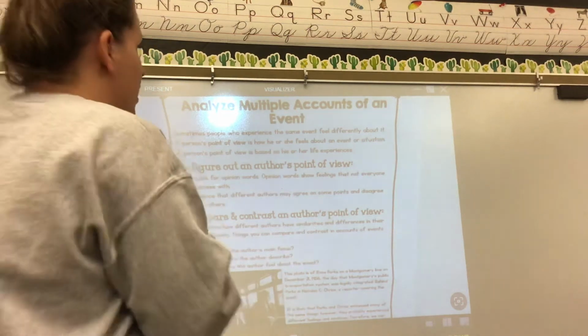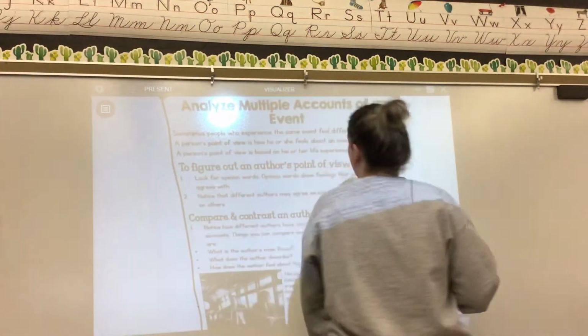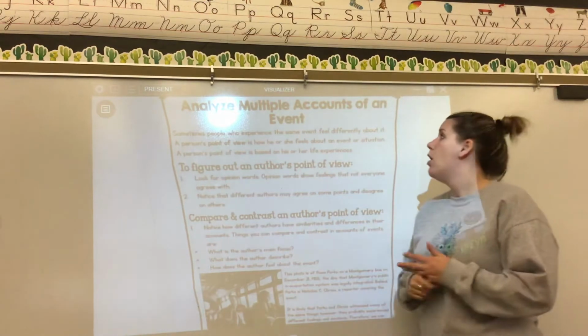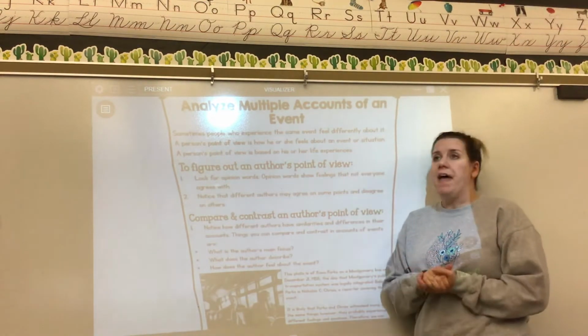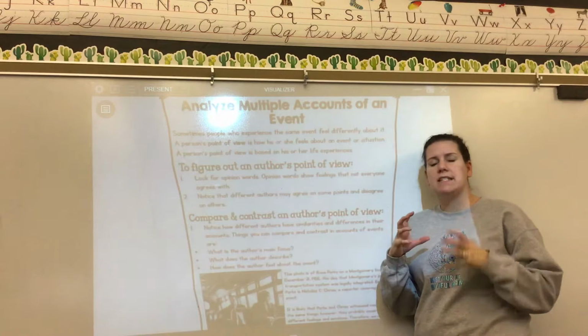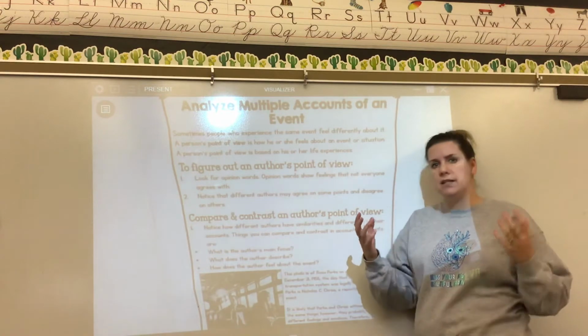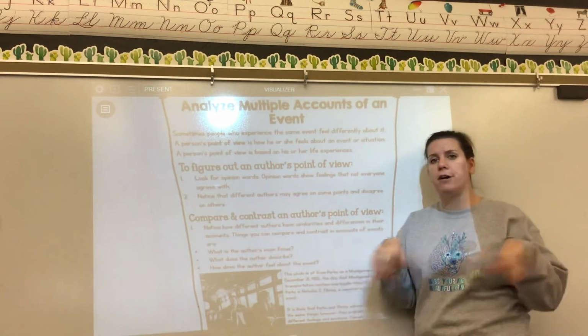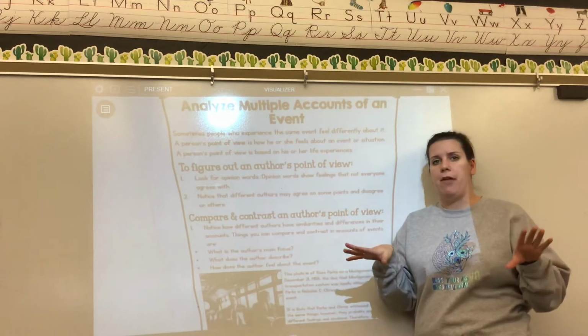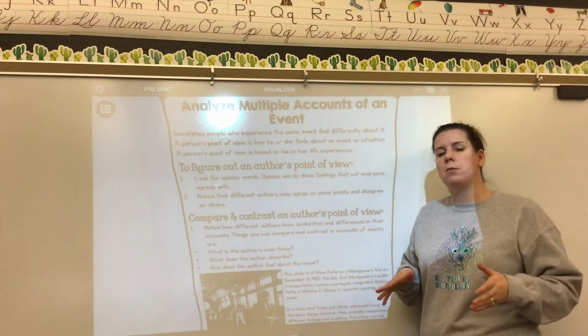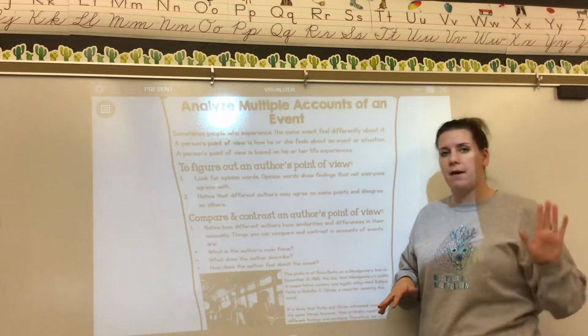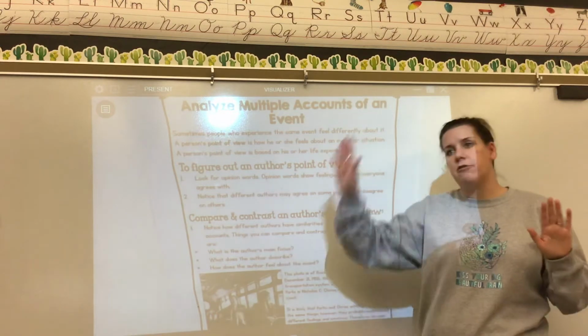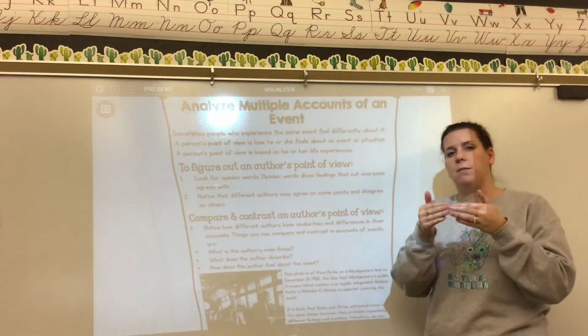Okay, boys and girls, this time we're talking about comparing and contrasting multiple accounts of an event. And we know comparing and contrasting is taking two things and deciding what is similar about them and what is different about them. So you have your Venn diagram normally, and you're talking about one side of something and the differences, and the other side and the differences, and in the middle you're talking about the same.